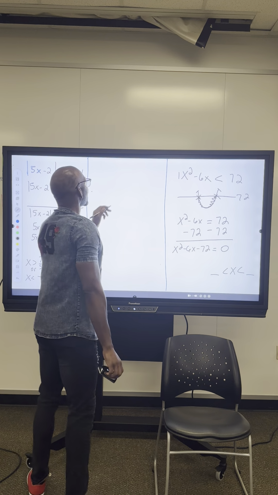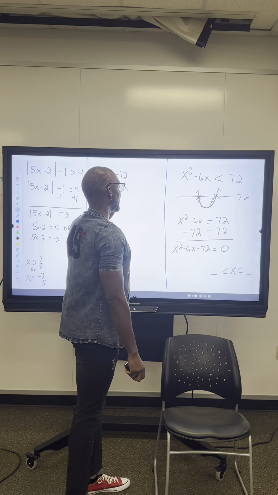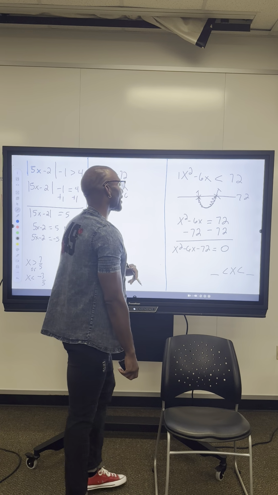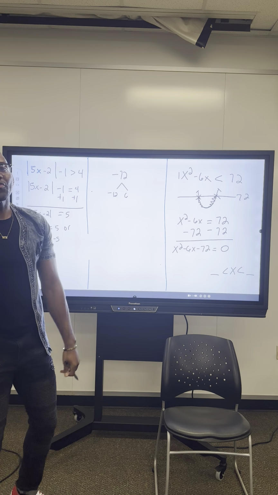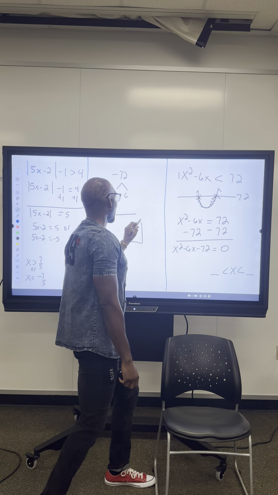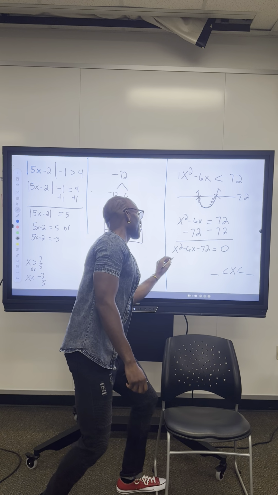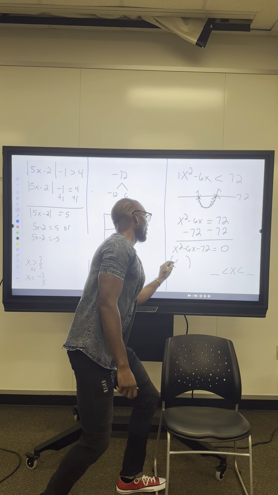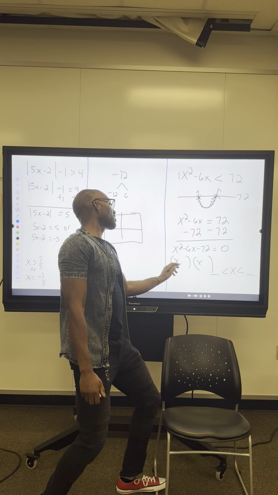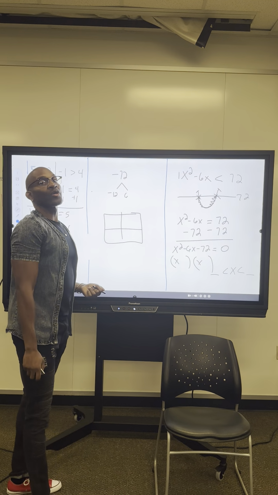All right, so let's find out what those factors are. Negative 72 that I can add up to get negative 6. Well, that's going to be negative 12 and a positive 6. Those are my 2 factors. And then we're going to use the box method to find out how to break this down. Because we need to break this down into x plus or minus something times x plus or minus something. We don't know what it is yet.